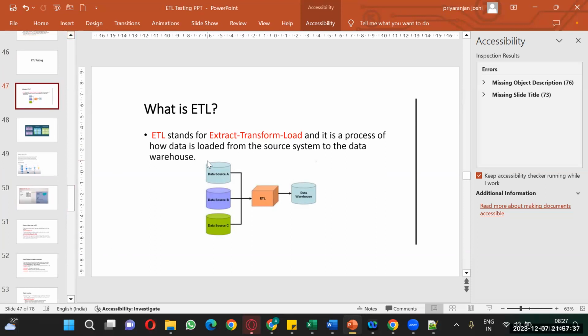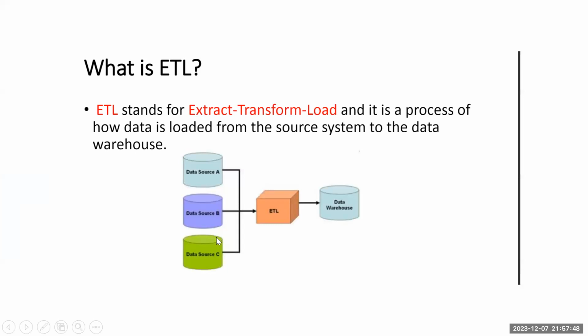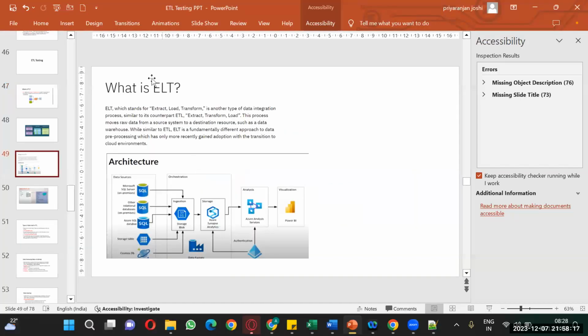ETL stands for extract, transform, load. It is the process by which data is loaded from the source to the data warehouse. So we have data sources 1, 2, 3, then it will come to the intermediate layer, and from this intermediate layer it will go to the data warehouse. To pull the data from the source to the data warehouse we use a tool called an ETL tool. That is called ETL: extract the data from the source, transform it in the intermediate layer, and load it in the warehouse. There is one more concept called ELT.